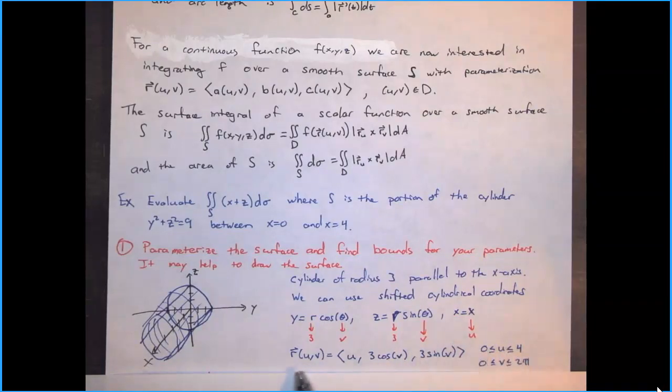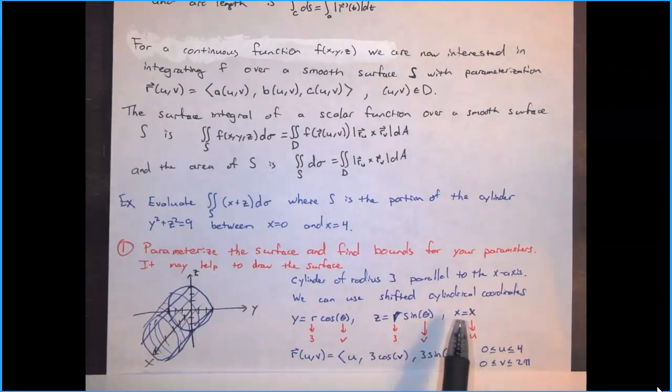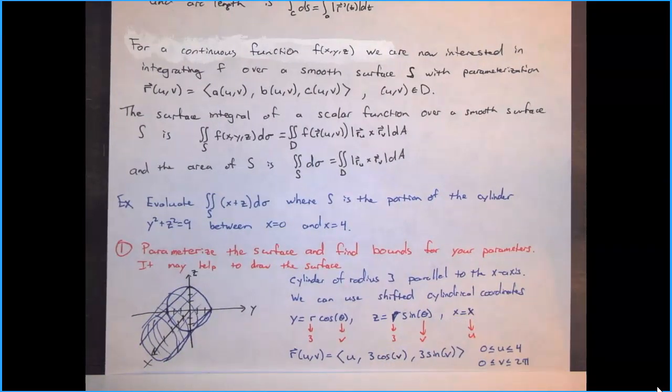With this information, the parameterization for this cylinder: the first component is u, one of our parameters. That's going to be our x variable. The second component is 3 cosine v, so v is our theta variable, and the radius is fixed at 3. And the third component is 3 sine v. So this gives us the surface. I need bounds on u and v. Well, I'm given bounds on x from 0 to 4, so those are going to be the exact same bounds on u. u goes from 0 to 4, and since we're going all the way around, we're getting the entire cylinder, or if you look in the projection into the yz plane, we get the entire circle. v goes from 0 to 2 pi.